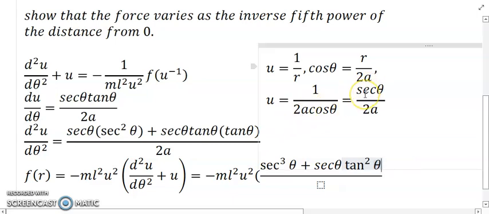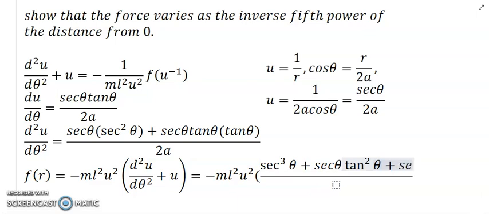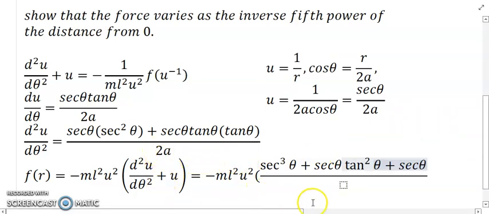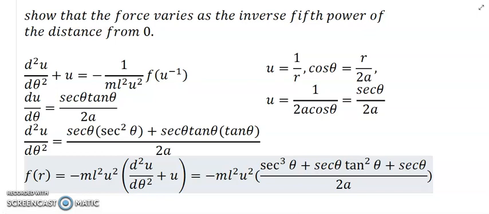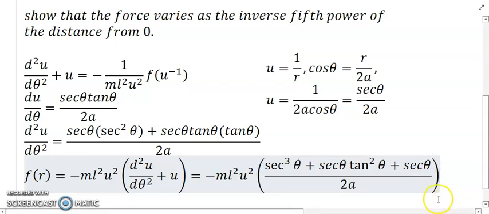And our u is secant theta, so u will be plus secant theta, yeah, something like this. And the denominator is the same, the denominator will be 2a.